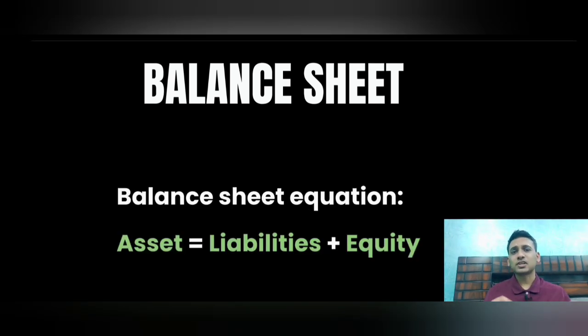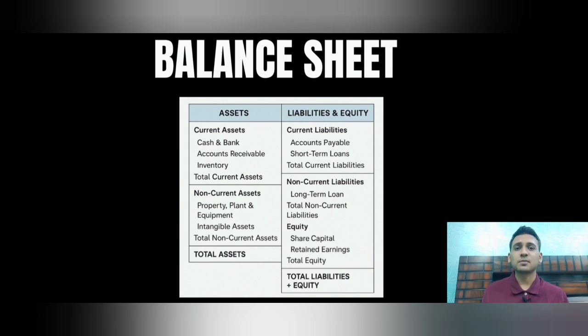Now moving on to the balance sheet equation, which is assets equal to liabilities plus equity. Just note that the value of assets will be equal to that of the liabilities plus equity. It also helps us evaluating the fact that the balance sheet is correct and is free of any errors. So now let us discuss the items that come under balance sheet.